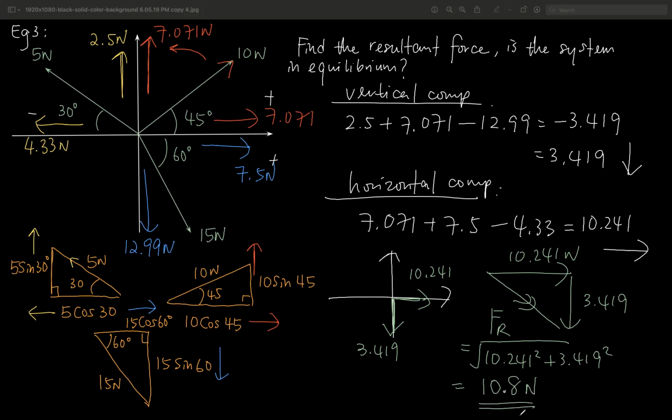This is your answer. Okay, maybe you can give direction as well. I mean the angle. This angle over here. Okay, for the angle, opposite over adjacent. Tangent of the angle equals 3.419 over 10.241. The angle is 18.5 degrees.